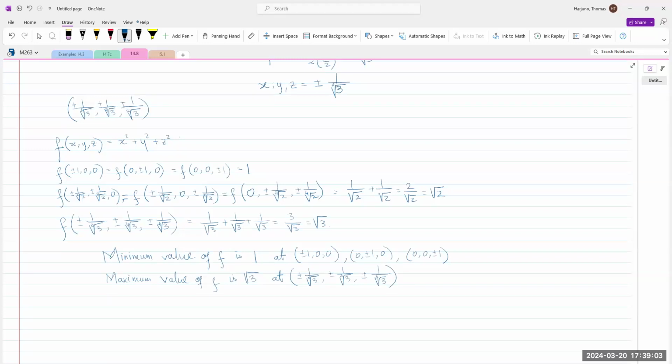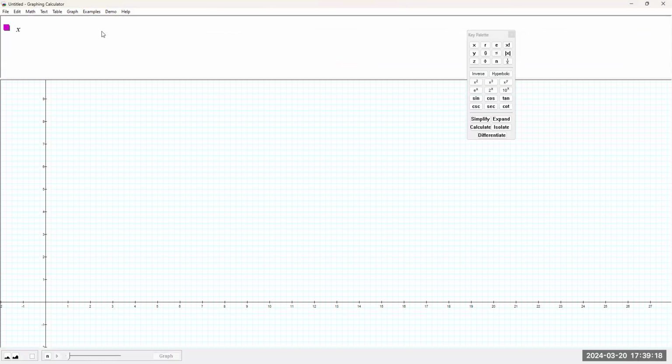Whew. A long work, huh? Okay, let's try to see what the graph looks like. Okay, so I start with x to the 4th plus y to the 4th plus z to the 4th, set it equal to 1. Okay, and then x squared plus y squared plus z squared also equals 1. So this is when the sphere first touches the cube.